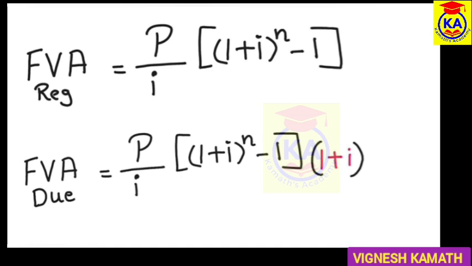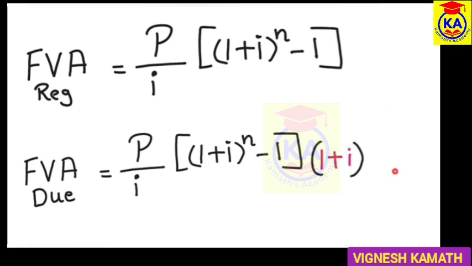I've kept the formula very simple. This is very easy to use. Okay, now future value of annuity due. Easy to remember: what you have written for future value of annuity in regular, the same thing you have to multiply with 1 plus I in due. Future value of annuity is P by I into (1 plus I) to the power n minus 1. For due, the same formula into 1 plus I.